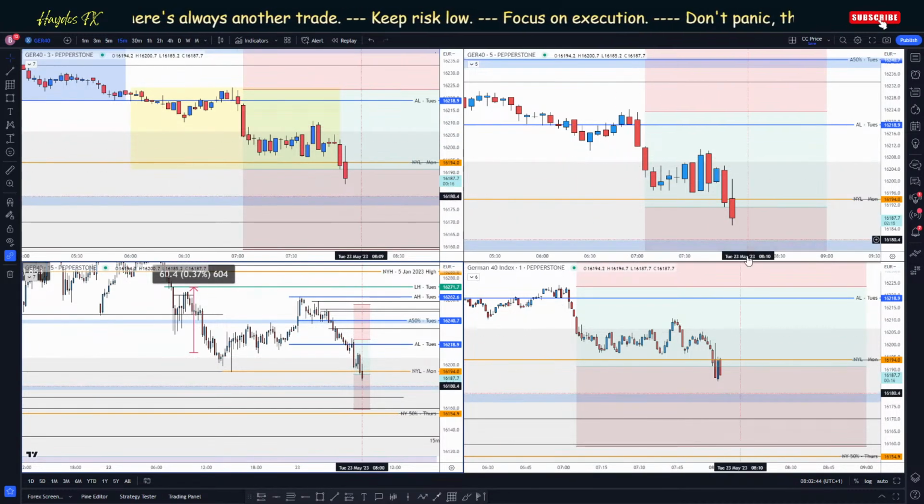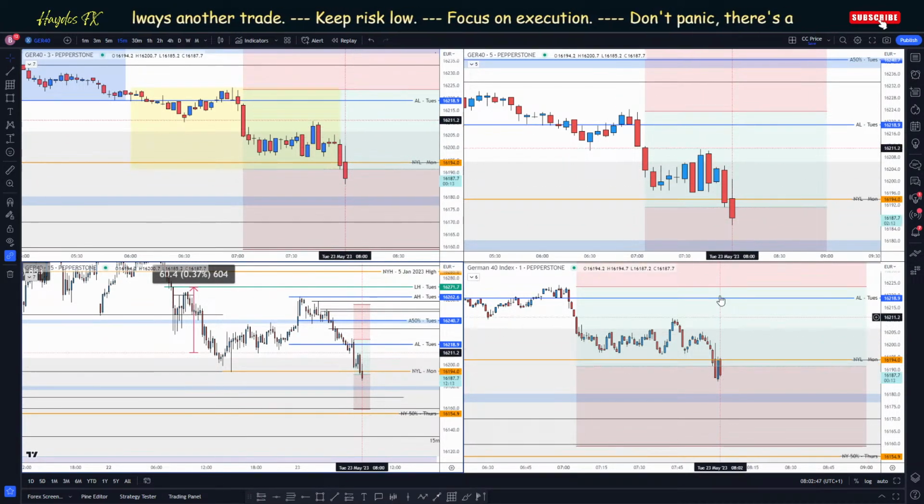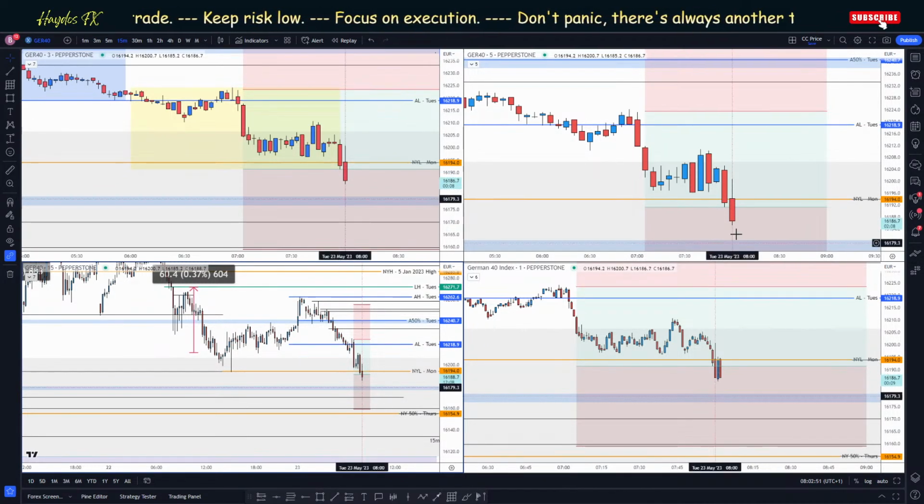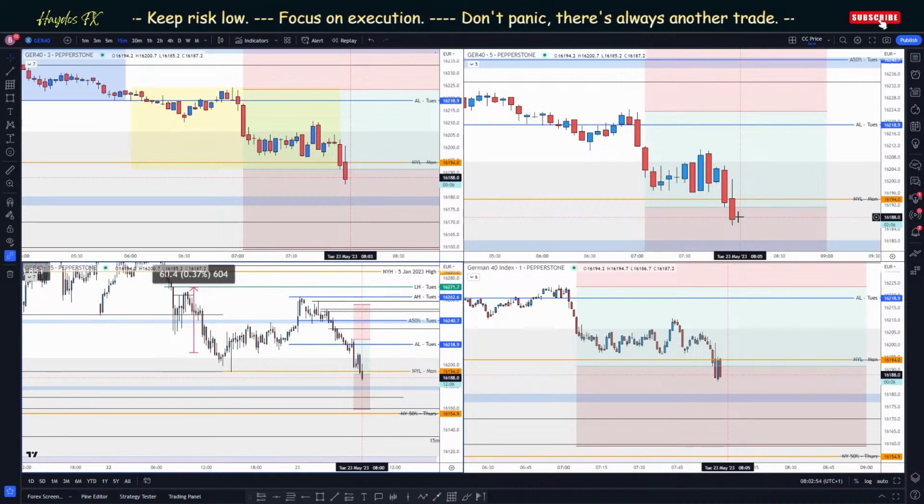So I'm not in anything. I'm waiting to see what this news does, and I'll trade the reaction to the news. So if there's momentum, we'll look for the wick fill.